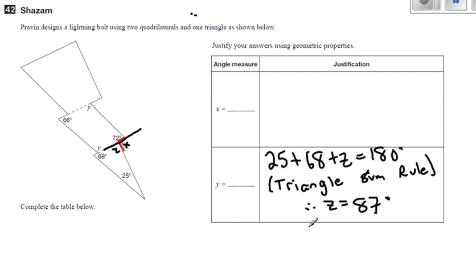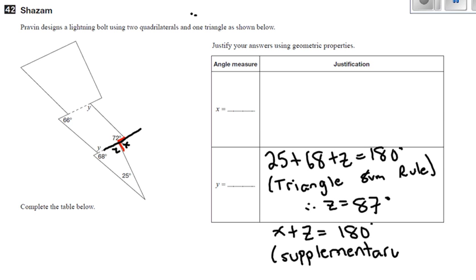And then I can say, oh, I just realized I'm writing my answers under Y. I'll fix that in a second. Then I can say that X plus Z equals 180. And how do I know that? I know that because it's a straight line. Or you could use the fancy word, which is supplementary. Ooh, fancy. And therefore, I know that X plus 87 equals 180. So X is 93 degrees.